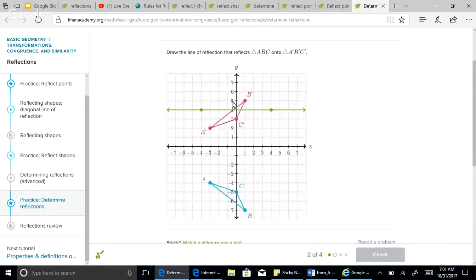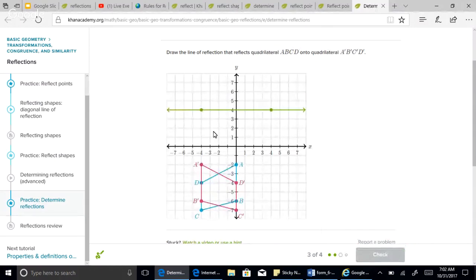Here, same thing. I'm going to estimate, I think it's at y equals -2, but I'm going to draw it and then I'm going to count. Well, this is 2 units away from A, and it's 1, 2, 3, 4 units away from A prime. So I am way off. Let me move it to y equals -1 and see if that'll work. Now it's 1, 2, 3 units away from A, and it's 1, 2, 3 units away from A prime. Good.